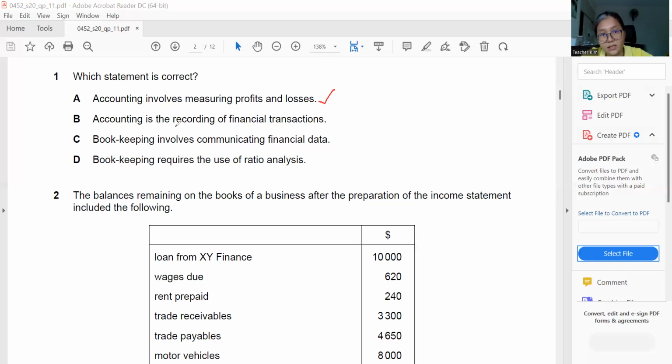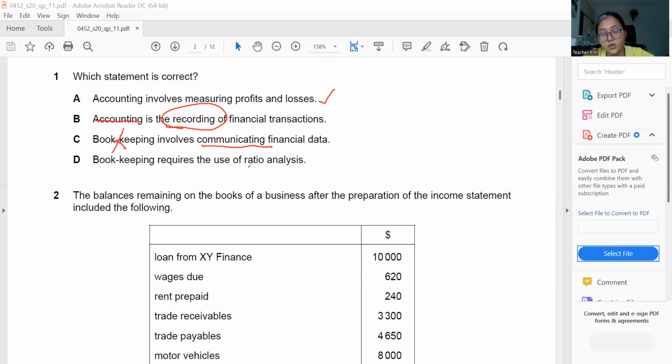Accounting is the recording of financial. The word recording indicates this should be the bookkeeping job. Bookkeeping is involved communicating financial data. This is the analysis part. After preparing the account, the accountant has to do the job, not the bookkeeper.